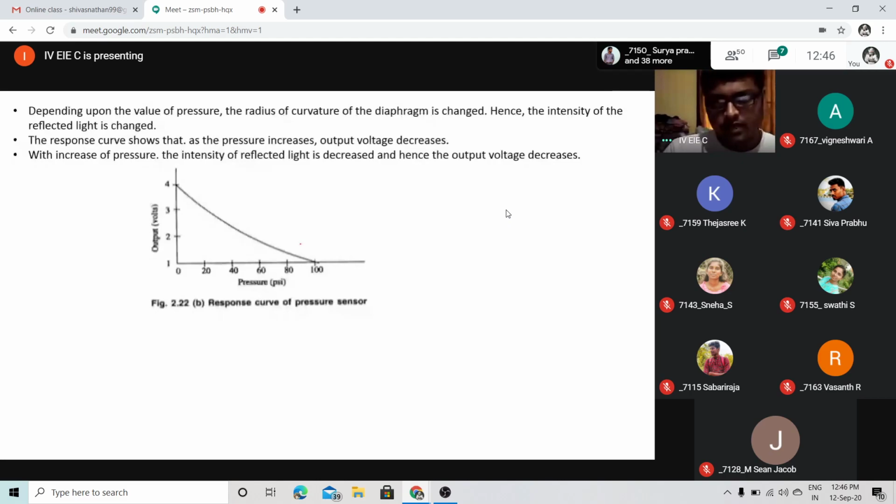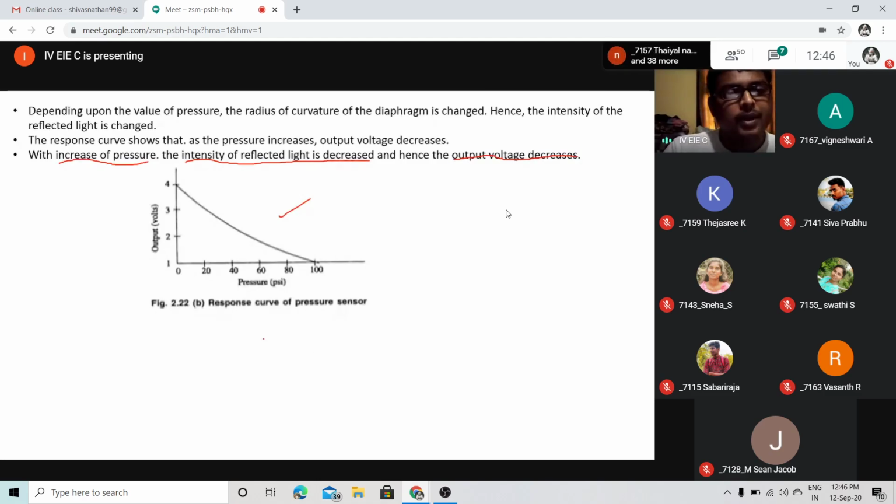Okay. Yes. So you can see that with the increase of pressure, the intensity of the reflected light decreases. Hence, output voltage will also decrease. Okay, so I hope I made this clear for you.